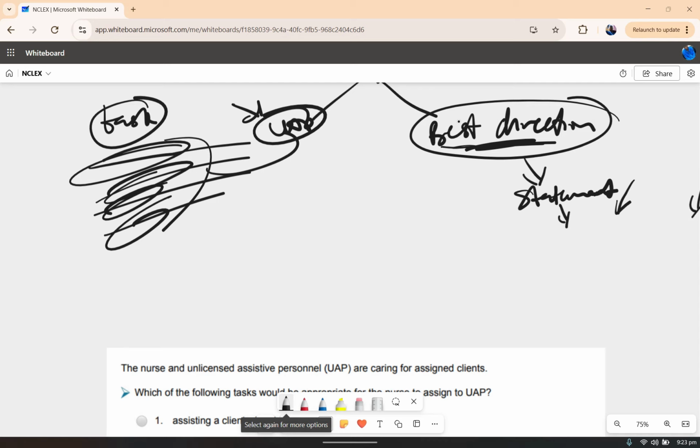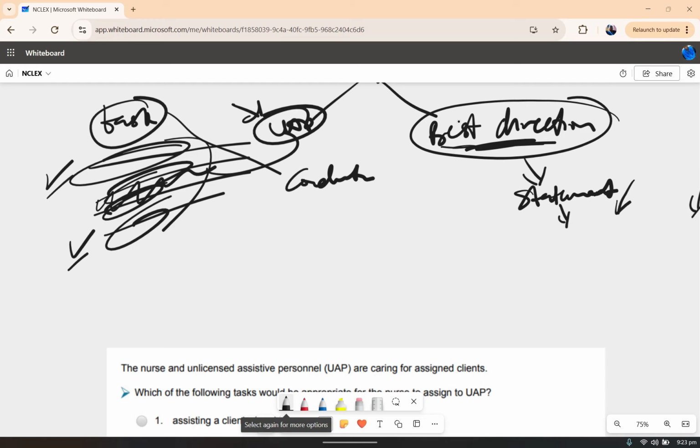Now when I do my elimination, sometimes I will just automatically get the answer even without looking at the patient's condition. And sometimes maybe I will be able to eliminate two answers, and I'll be left with two tasks that the UAP can do.